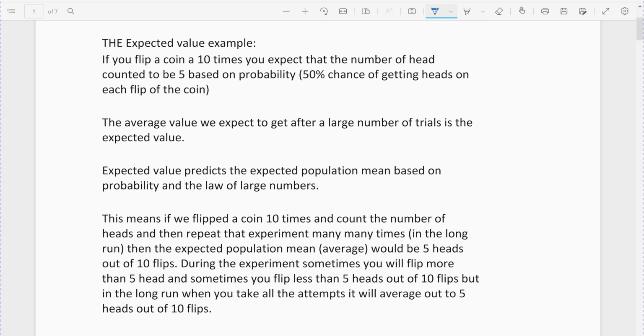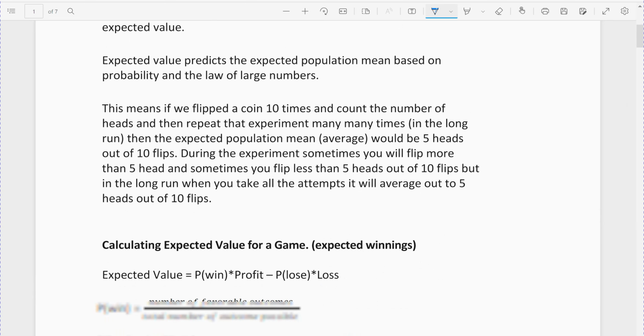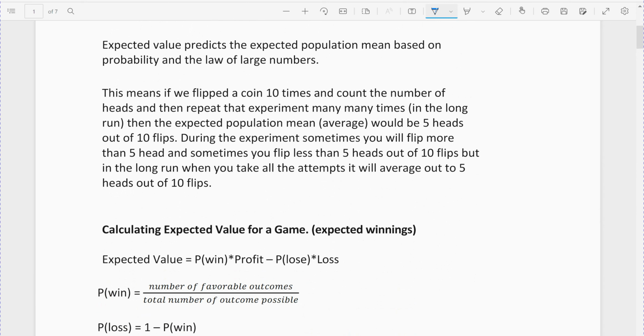All right, so again, it predicts what an expected population mean would be based on probability and the law of large numbers. You're going to do the experiment a large number of times. Suppose you have 1,000 people flip the coin 10 times. Some of them will get 5 heads, some of them will get less than 5, some of them will get more than 5. If we averaged out all of the coin flips, it should be pretty close to 50% heads. All right, that's what this expected value means.